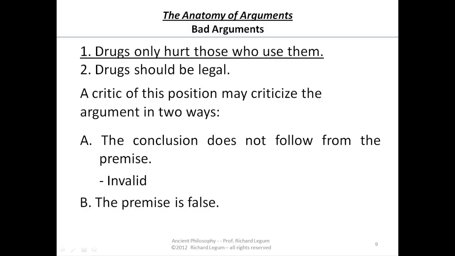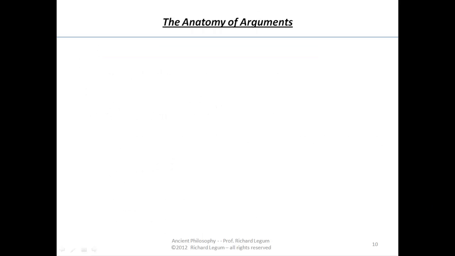So notice we have two different ways that a critic would argue against it. When we say that the premise is false, you're going to see, and we're going to define this precisely, that this argument is not only invalid, in that the conclusion doesn't follow, but it's also unsound because the premise is false.